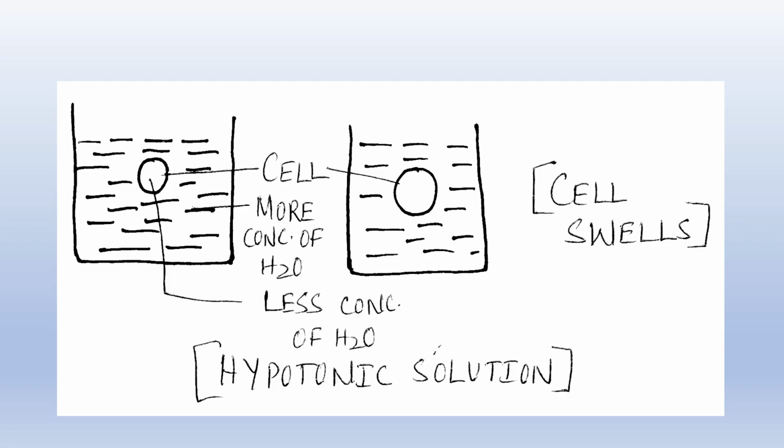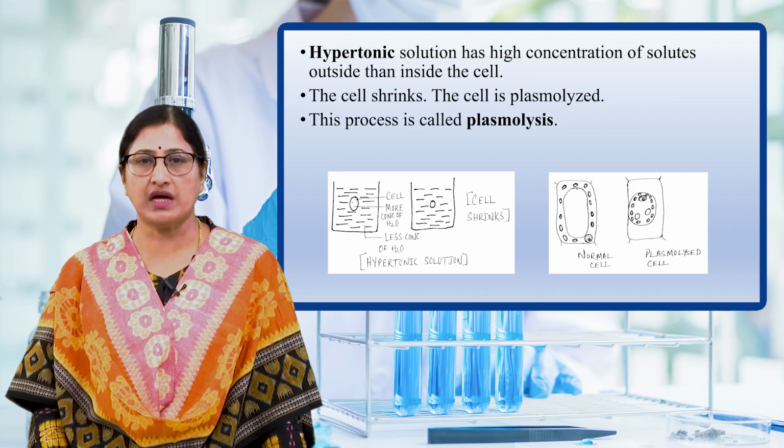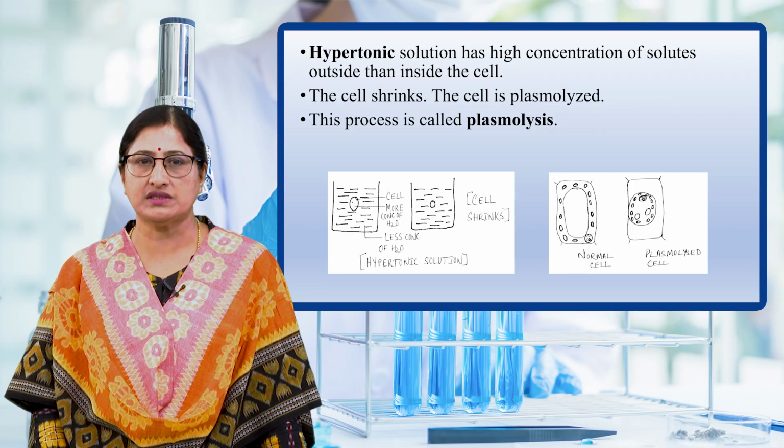See the picture. If a cell is kept in a hypotonic solution, then movement of water takes place into the cell and the cell swells. Now, this means the concentration of water is more, that is the concentration of solvent is more outside than inside the cell. So, water enters into the cell or the cell becomes turgid.